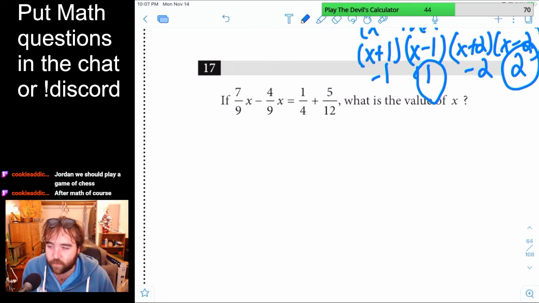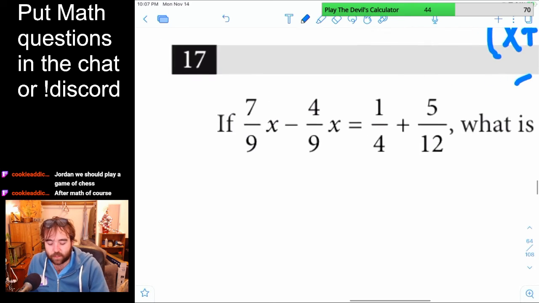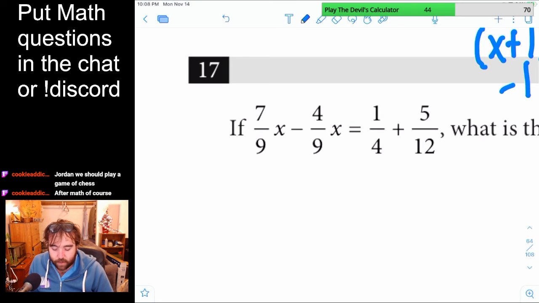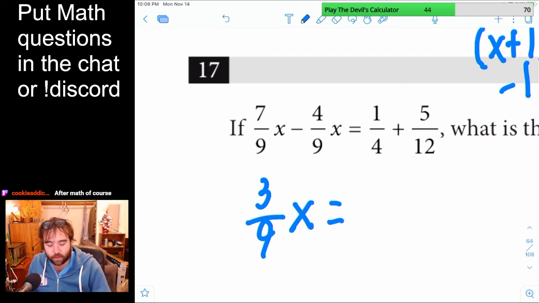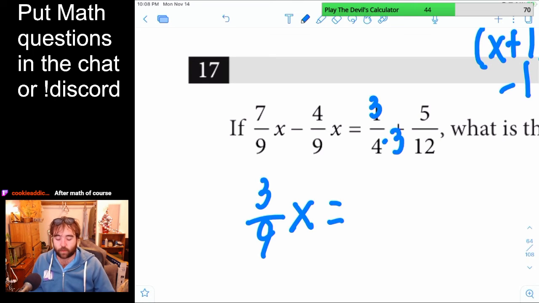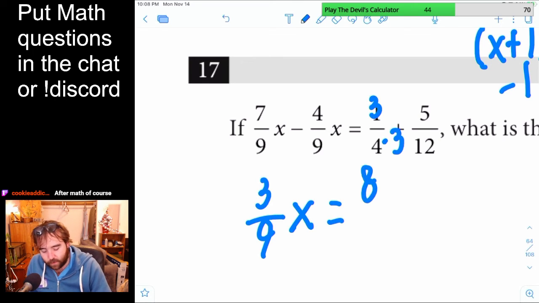So if 7 over 9 x minus 4 over 9 x equals 1 over 4 plus 5 over 12, what is the value of x? So me personally, I would just combine these fractions. We already have a common denominator here. 7 ninths minus 4 ninths is just 7 minus 4, which is 3 ninths times x. And then here, for 1/4 to get the common denominator, you just got to multiply the top and bottom by 3. So that's 3 twelfths. 3 twelfths plus 5 twelfths is 8/12.